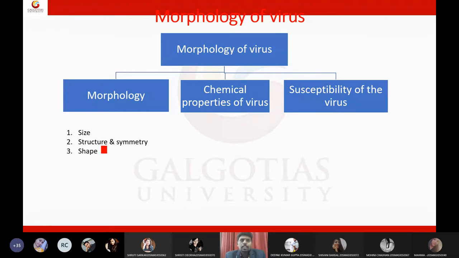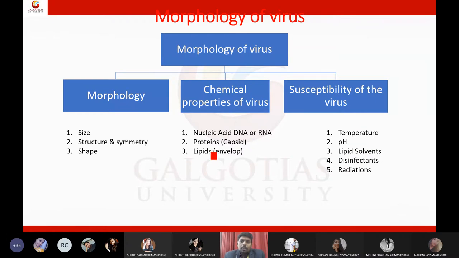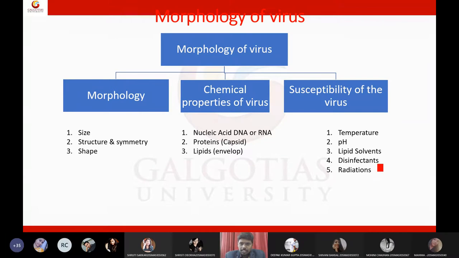Then in the chemical characteristics, I will discuss whether the virus is an RNA virus or a DNA virus, whether the virus has proteins, what type of proteins the virus has, and whether it has lipids. Lipids usually mean enveloped. Enveloped viruses will have lipids, whereas non-enveloped viruses won't. Then susceptibility. That means how much temperature the virus can withstand, how much pH the virus can withstand, what lipid solvents the virus is susceptible or resistant to, and its response to disinfectants and radiation. So first I will discuss morphology, then chemical properties and susceptibility.